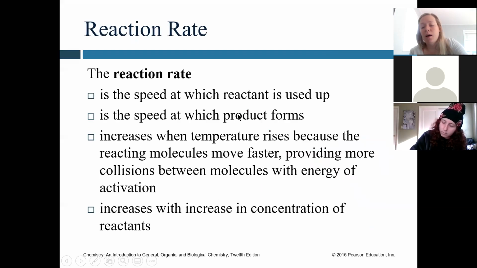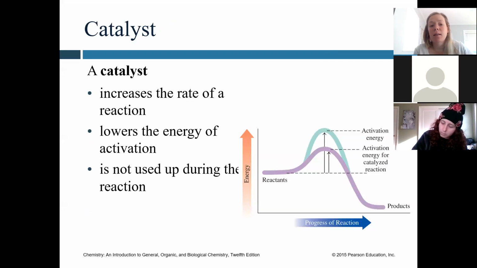You've heard of a catalyst. A catalyst can also increase the rate of reaction. What does a catalyst do? Sometimes people think, oh, a catalyst just pushes the reaction forward. But that's not actually the case. What's happening is that a catalyst will lower the activation energy.